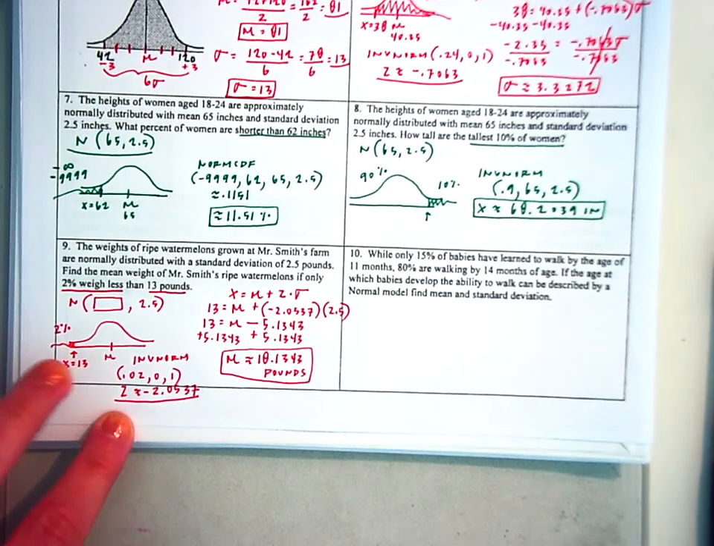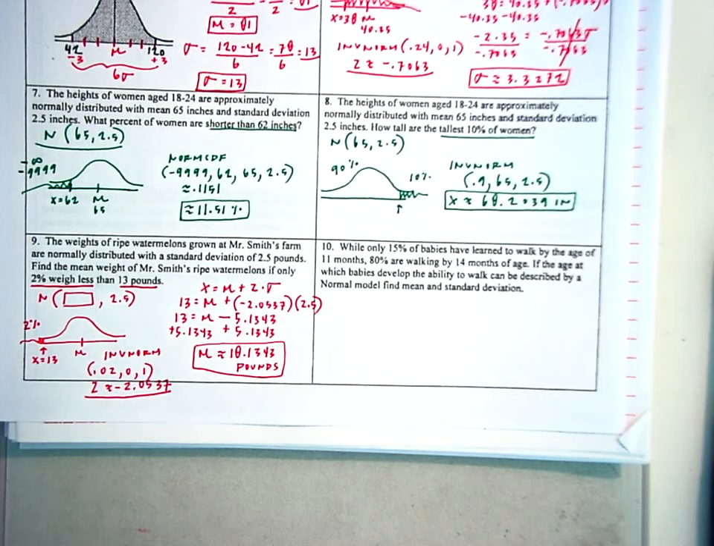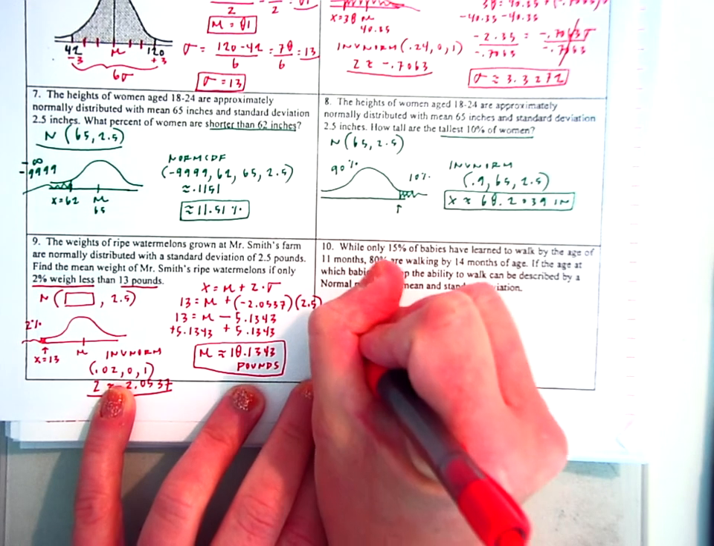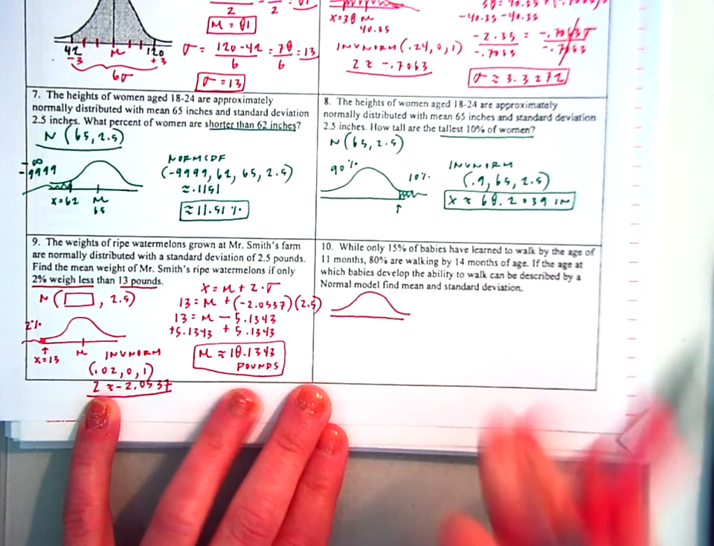All right, next up. While only 15% of babies have learned to walk by the age of 11 months, 80% are walking by 14 months. If the age at which babies develop the ability to walk can be described by a normal model, find the mean and standard deviation. So often I give you this little hint, find the standard deviation first. Okay, and I'm not giving you a lot of room, so I'm going to try to put these two pieces of information on the same normal curve.